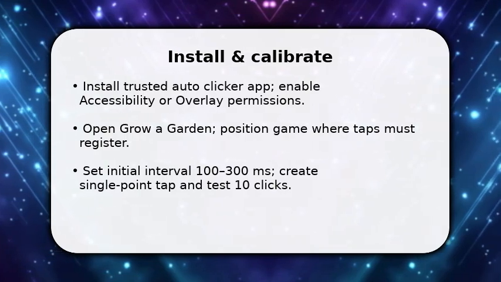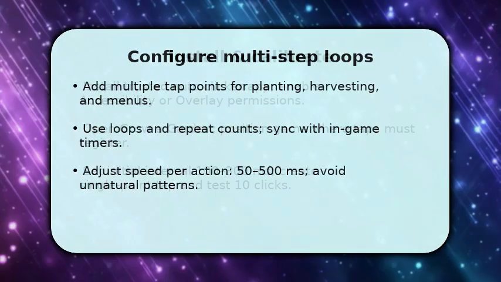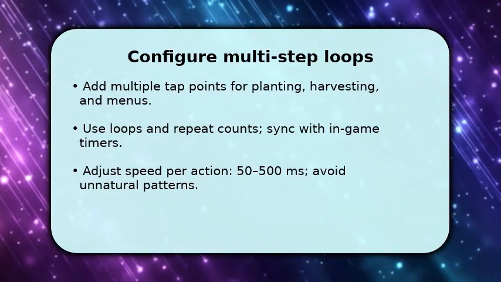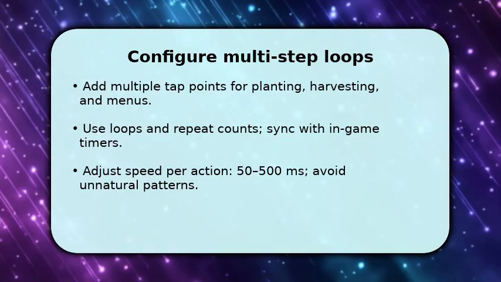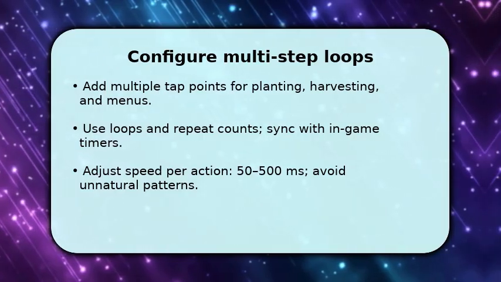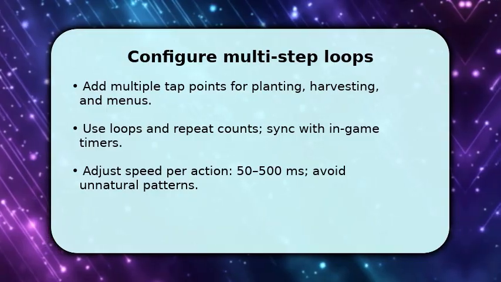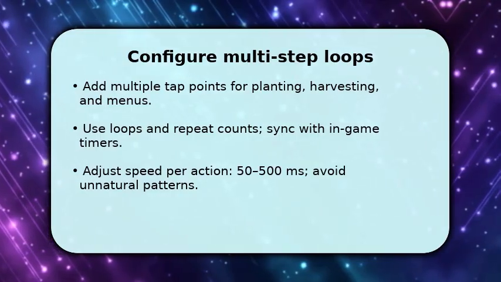Once the first tap works, expand to multi-point sequences for planting, harvesting, and menu navigation. Place taps in order and lock coordinates. Then create loops and set repeat counts to match in-game timers so actions don't overlap. Make sure to stagger intervals.